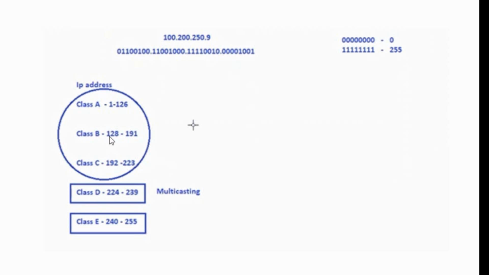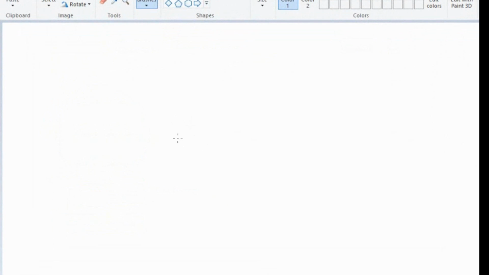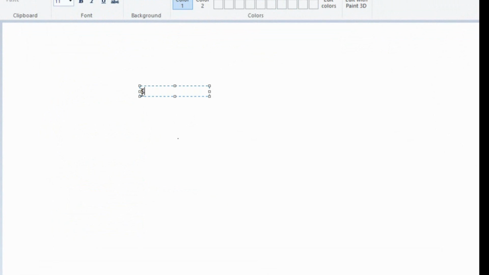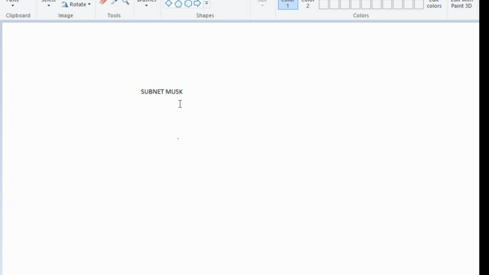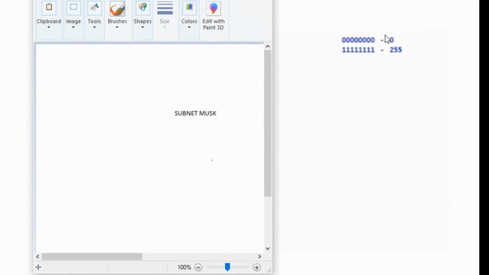Now, as you can see over here, I have converted all the octets from decimal to binary format, right? And as you can see, all the 0s have no value, and all the 1s give 255. So these are called the subnet mask, SM. So if I can type it for you, subnet mask. This is the subnet mask that I was talking about a while ago.